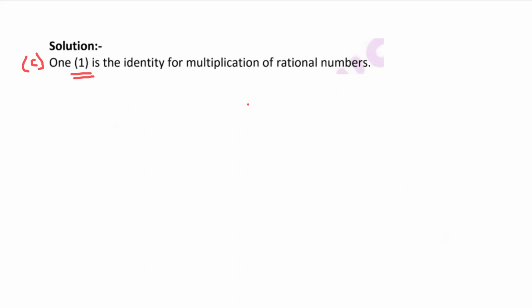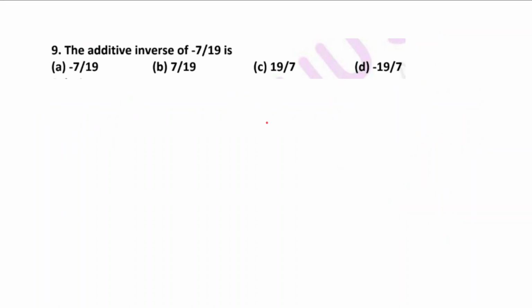Pause. Resume. Read and solve this question. Pause. Resume. Okay, let us solve this. The additive inverse of minus 7 by 9. Additive inverse means you have a number A, and if you add to that, the resultant number should be 0. That is the meaning of additive inverse. So here, minus 7 by 9.